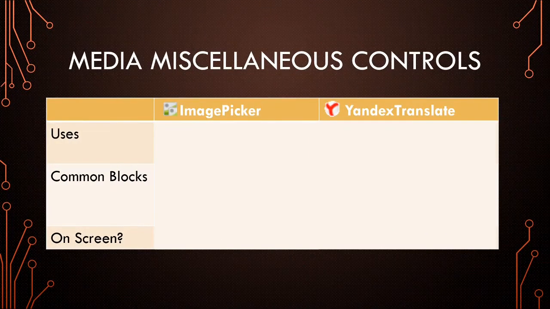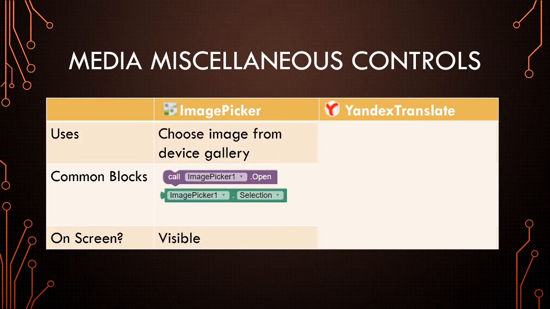We also have a couple of miscellaneous controls. We have the image picker and the Yandex Translate. The image picker is for picking images from the device's camera roll or gallery of some sort, whatever the device is. Some devices have separate picture galleries that we're taking from the camera that's on the device, and then if you upload pictures, it would be in a different folder, so it would give you the choice of going to different folders. Other devices will just take you to the one spot, and whatever's in that one spot is what you get.